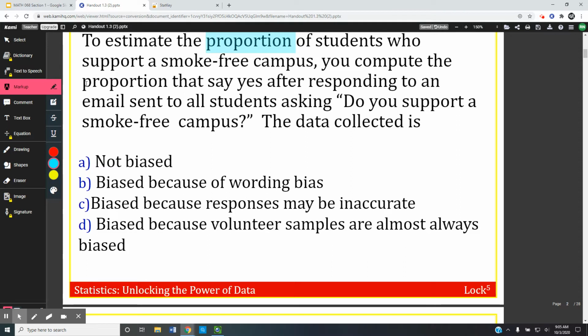The proportion of students who support this. You compute a proportion from a sample. Hey, you're doing good so far. But then you fall down because you sent an email out. Okay, you collect the data, all the data that's being sent to you.